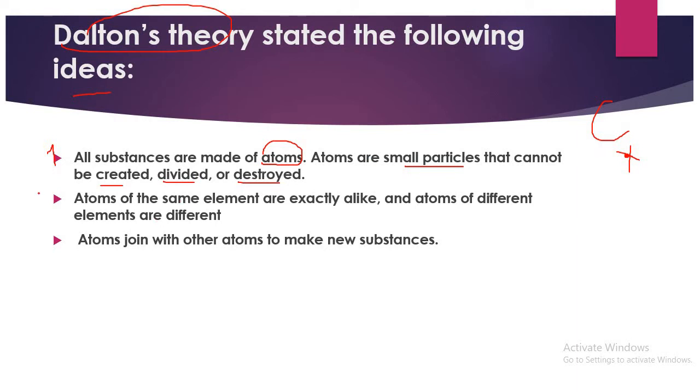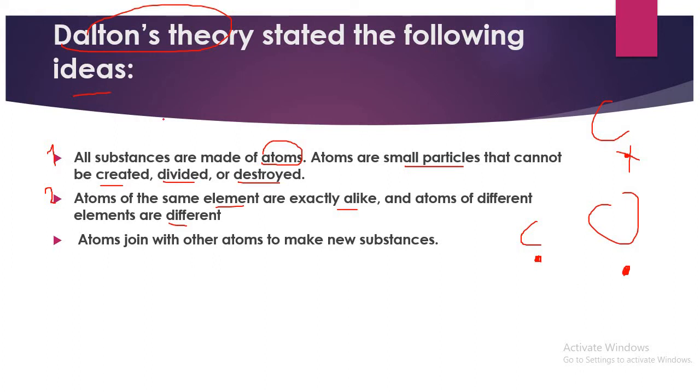The second idea: atoms of the same element are exactly alike. Atoms of different elements are different. For example, imagine this is an atom of carbon, and this is an atom of oxygen. Atoms of carbon and oxygen are different because they are two different elements. Atoms of different elements differ in properties, mass, weight, and so on.